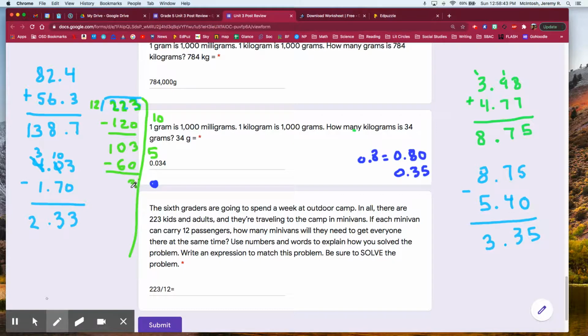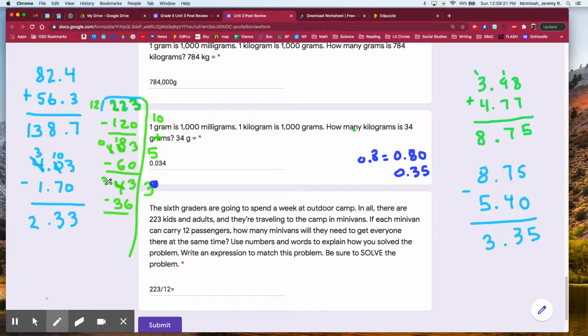3 minus 0 is 3. I can't take 6 from 0, so I need to change that to a 10. 10 minus 6 is 4. Okay, now I'm left with 43 kids. So far I have 15 vans that can carry a total of 180 kids, and I'm left with 43 kids. All right, so I know my multiplication facts, and I know that 12 times 4 is 48. That's too big. So I'm going to do 12 times 3, which is 36. Looks like I'm going to have a remainder. I'm going to have some kids left over.